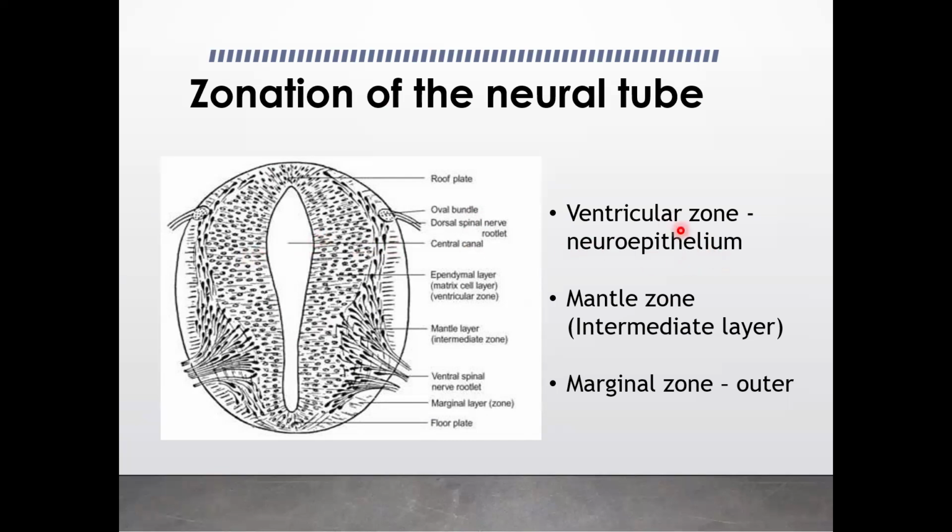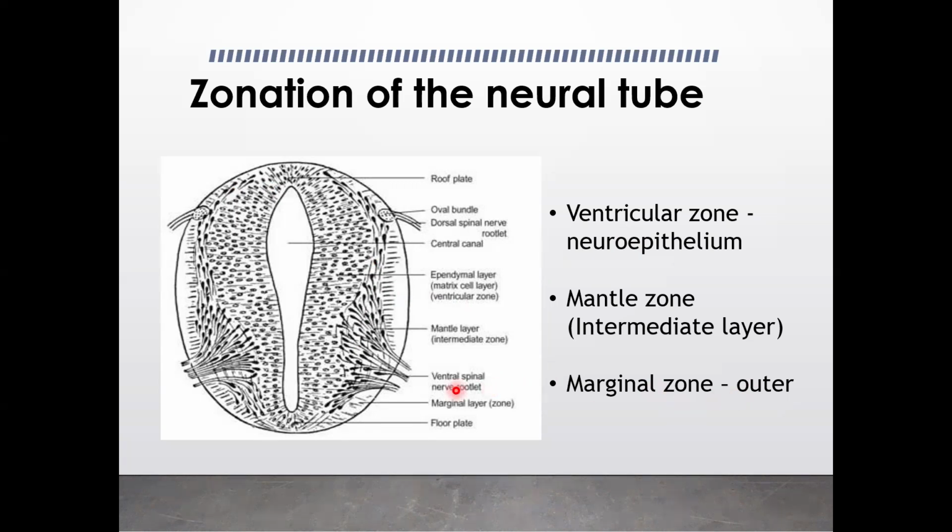So you find this neuroepithelium will be the one that will now form the ependymal cells that will continue to produce cerebrospinal fluid. Then after that, you'll have an intermediate layer. This intermediate layer here will be called the mantle zone. The mantle zone is the intermediate layer. Then you have an outer zone. An outer zone is known as the marginal zone. Yeah, so it's called marginal zone because it's actually found on the margins, so on the outer layers.